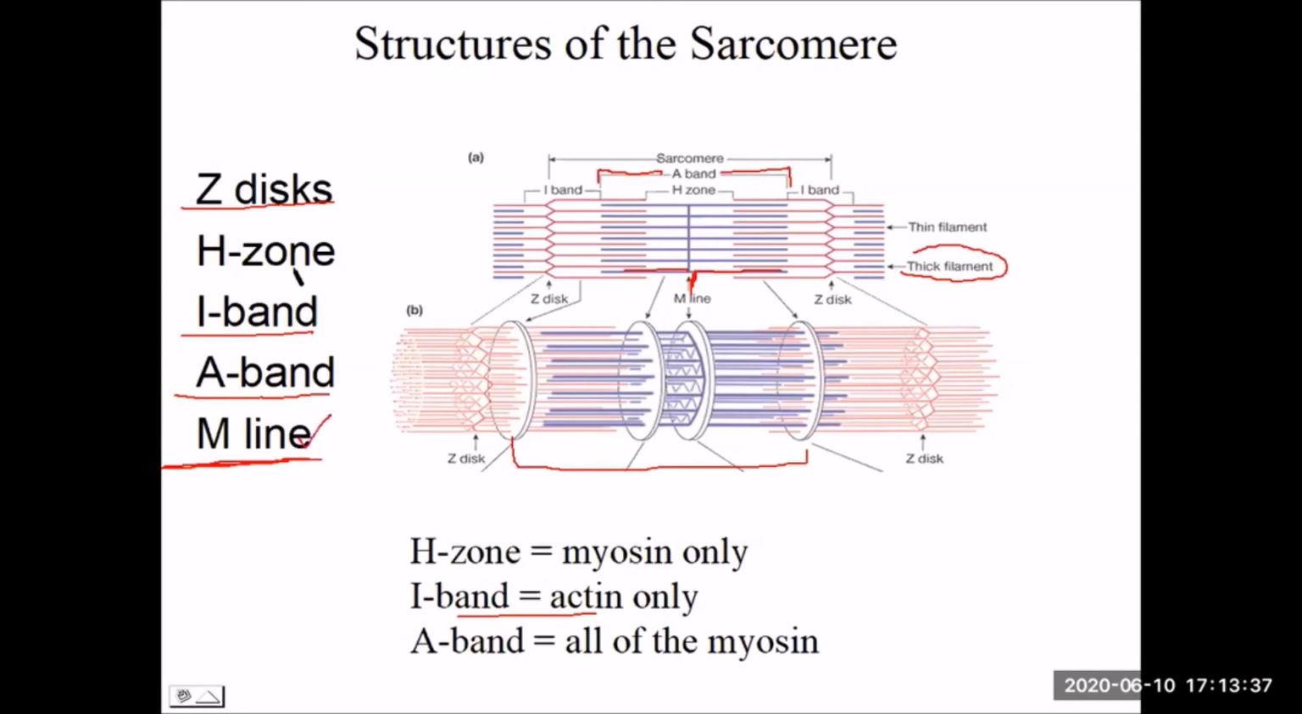And then lastly, the H zone. The H zone is a smaller area within the A band. And what's unique about the H zone is that this is the area of the sarcomere that only contains thick filament. So represented here by the purple lines branching off of the M line. The H zone only contains thick filament, myosin, whereas the I band only contains the thin filament, the actin filament.